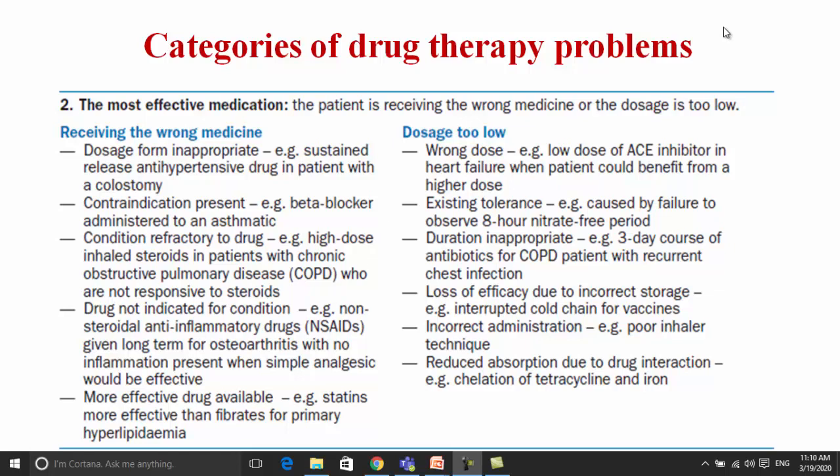The third example is duration inappropriate. See the course of antibiotic for a COPD patient with recurrent chest infection that requires a longer duration. So the duration is inappropriate here.